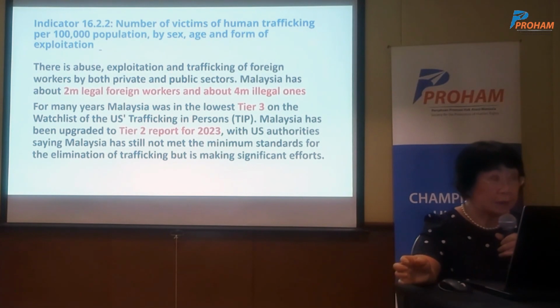And indicator 16.22, number of victims of human trafficking by sex, age, and form of exploitation. There definitely is abuse, exploitation, and trafficking of foreign workers by both private and public sectors. Malaysia has about 2 million legal foreign workers and about 4 million illegal workers.